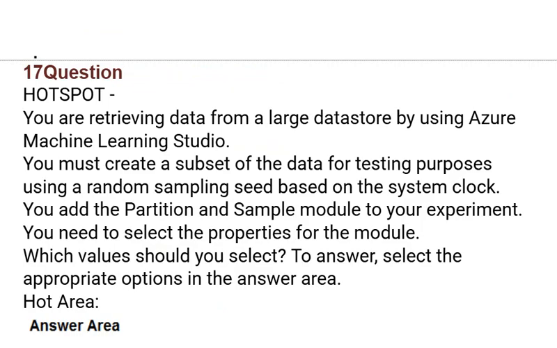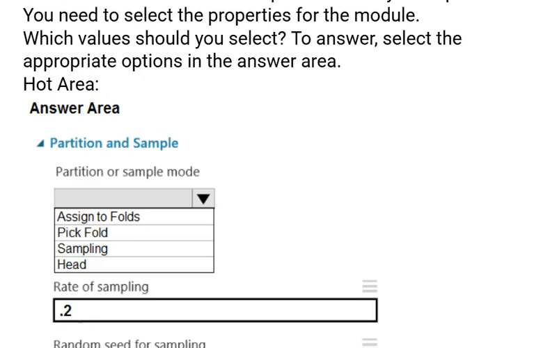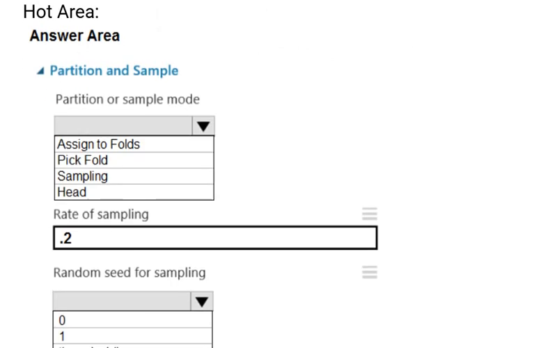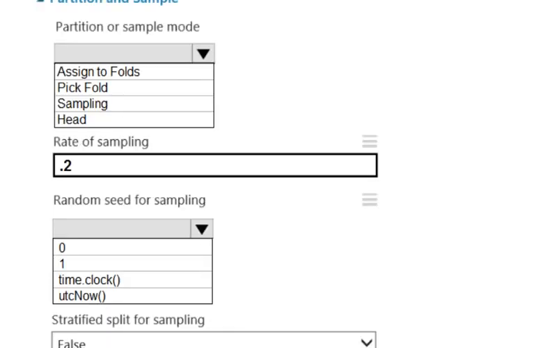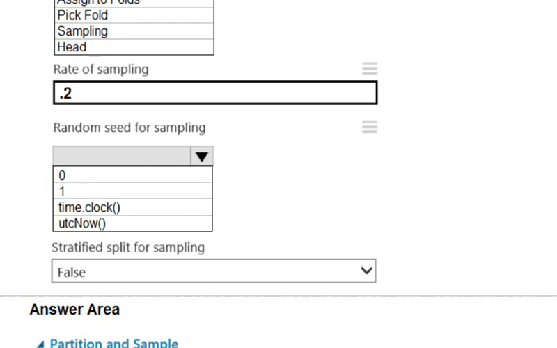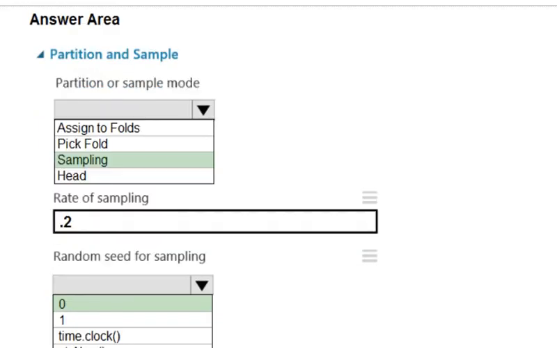Question is, you are retrieving data from a large data store by using Azure Machine Learning Studio. You must create a subset of the data for testing purposes using a random sampling seed based on the system clock. You add the partition and sample module to your experiment. You need to select the properties for the module. Which value should you select? To answer, select the appropriate options in the answer area. Please see this section. And this is the correct answer.